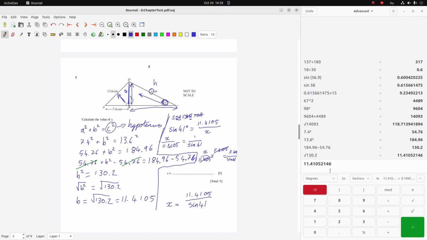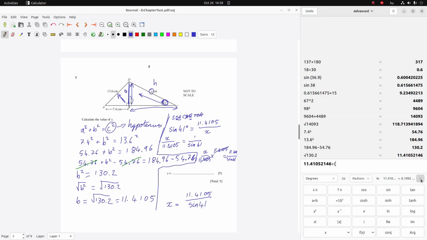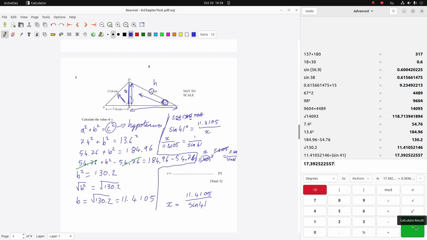So let's calculate it. 11.4105, we already have it in the calculator, so we can keep it like that. Divided by, now I'm going to open the brackets just to be on the safe side. When in doubt, use brackets. So x is equal to 17.4. Because it's a final answer, we can round off to pretty significant places. 17.4 centimeters.